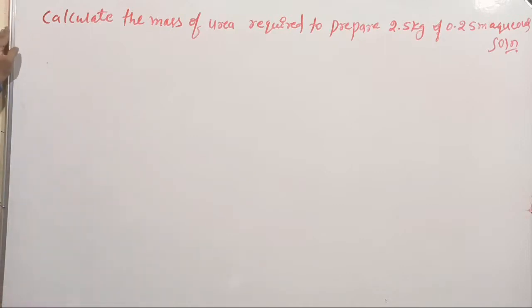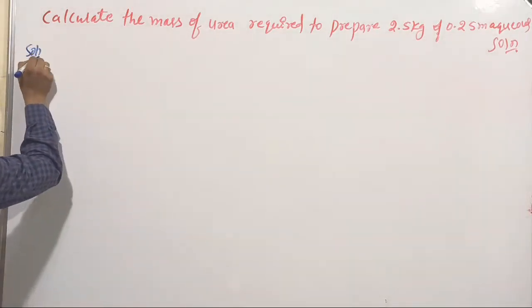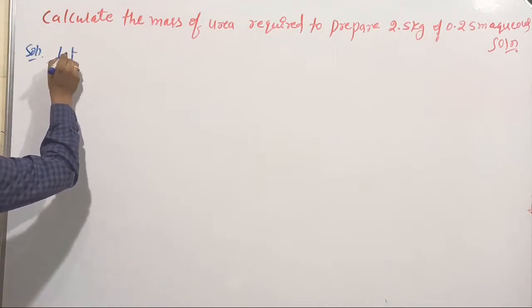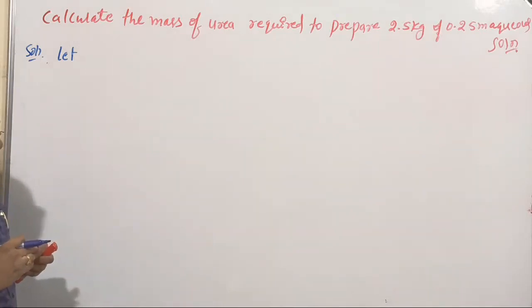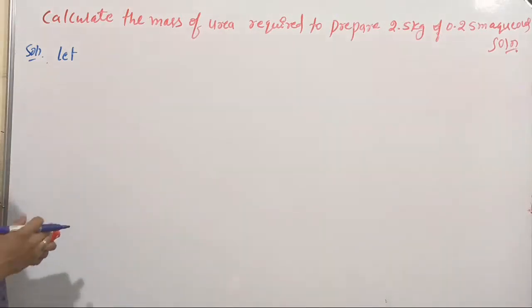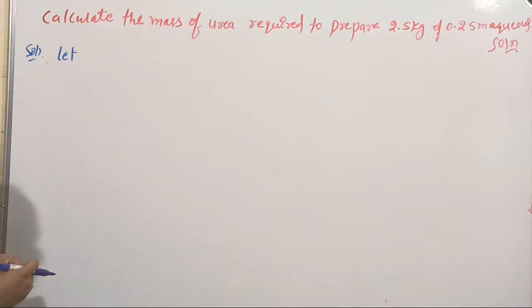How to solve this? We'll take, let the number of moles of urea required be n. Because for molality, the number of moles is a must, but here the number of moles is not given. You have to calculate first, that is the number of moles. From that I can calculate mass. Okay.